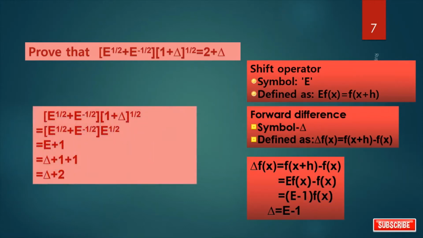So, the answer is 1 plus delta equals E minus 1. So in place of delta, if I write E minus 1, then it is E to the power half. So we get E plus 1. And what is E? E is delta plus 1. So we easily get the result, it is delta plus 2.